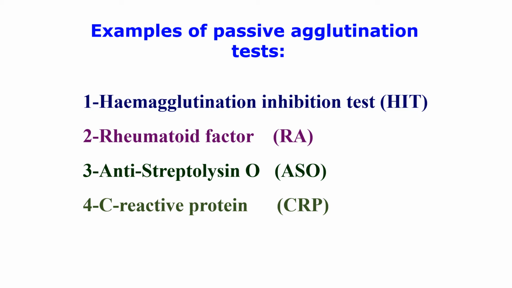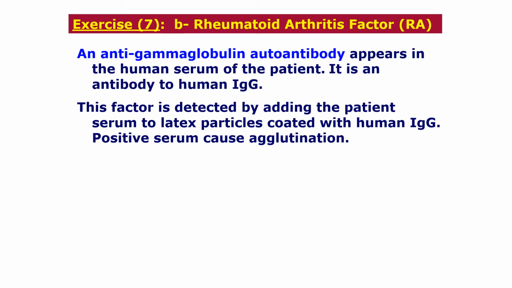Examples of passive agglutination tests: we have the virus hemagglutination inhibition test, rheumatoid factor, anti-streptolysin O, and C-reactive protein test. Rheumatoid arthritis factor. Rheumatoid arthritis is an autoimmune disease in which the patient produces anti-gamma globulin autoantibody which attacks human IgG.